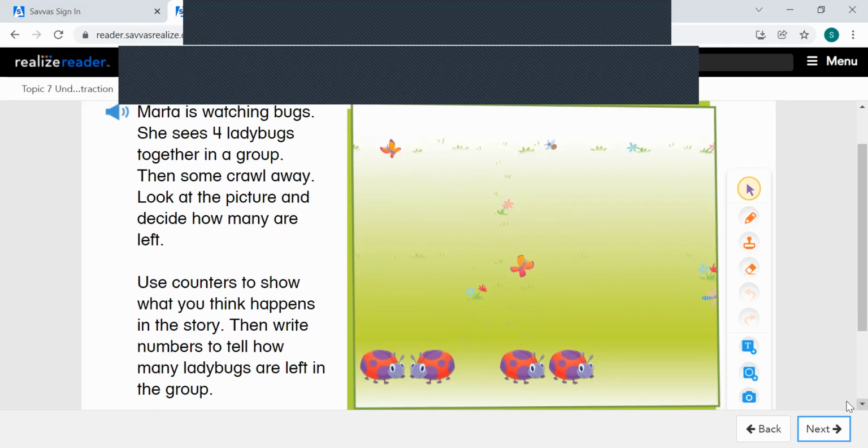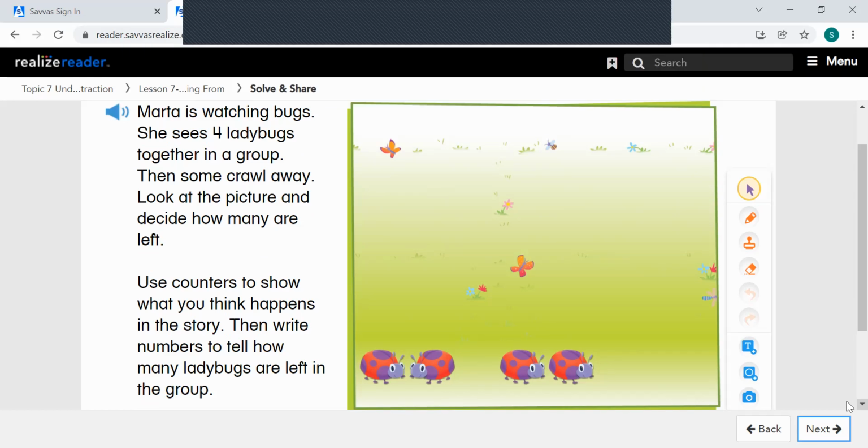Marta is watching bugs. She sees 4 ladybugs together in a group. Then some crawl away. Look at the picture and decide how many are left. You can use counters to show what you think happens in the story, and then write numbers to tell how many ladybugs are left in the group.